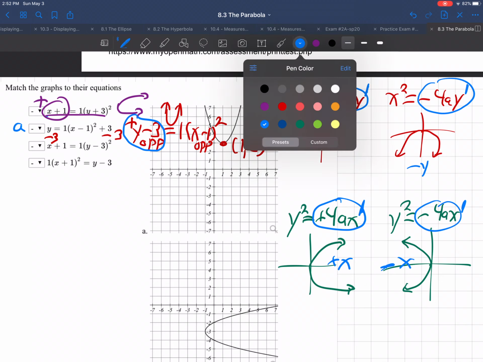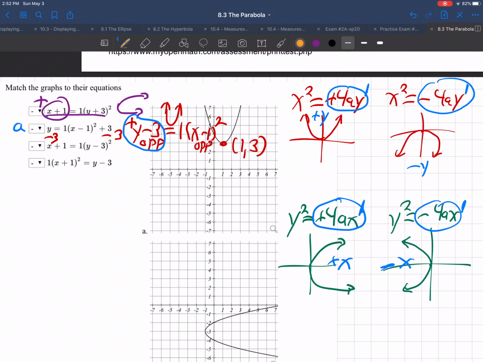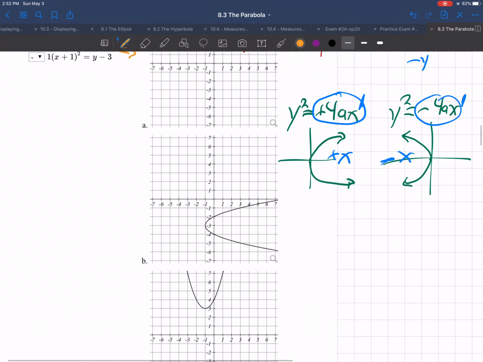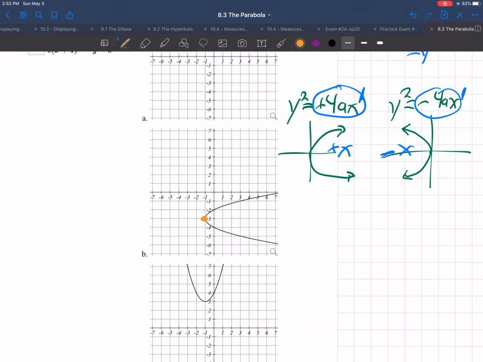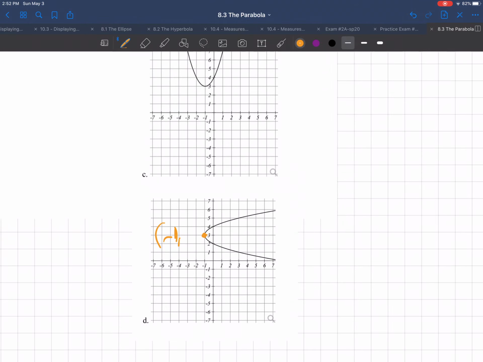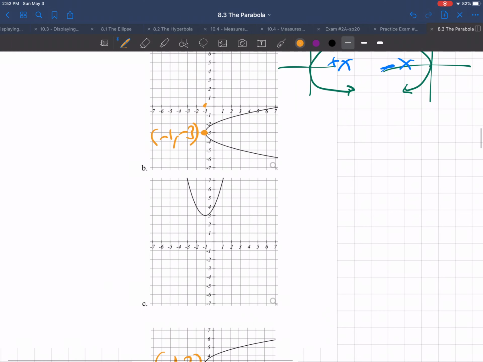Let's keep going. So next I'm going to do this one. This one has positive on the first power letter. It's always the first power letter. So that one's going to the right. So let's go look at the two graphs going to the right. We got B and we got D. They're both going to the right. Now what's the center of B? The center is back 1, down 3. And the center of D down here is back 1, up 3.